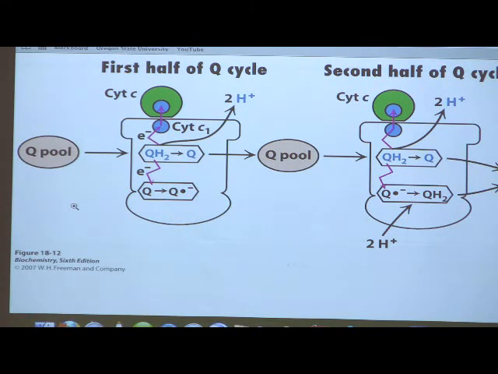Yes, sir? If the acidity is low in the intermembrane space, what prevents the protons from going into the cytoplasm? Okay, if the acidity is low in the intermembrane space, what stops the protons from going to the cytoplasm? If nothing else happens, they will make it to the cytoplasm. And if very many of them make it to the cytoplasm, the cell will have a real hard time. I'll talk about that later, but that is possible to have happen. You betcha. Okay?